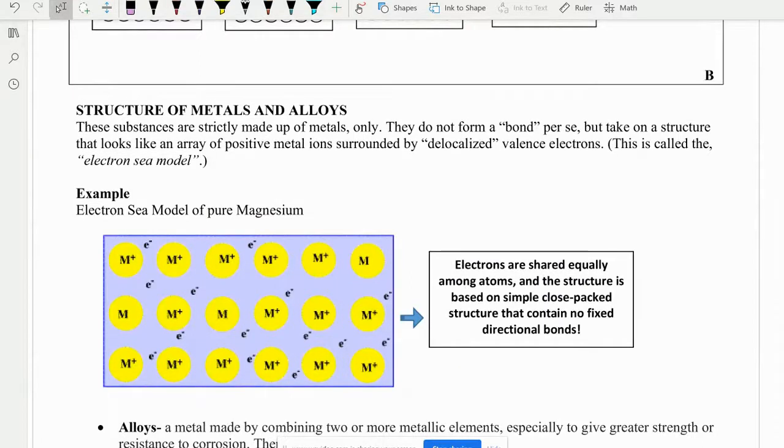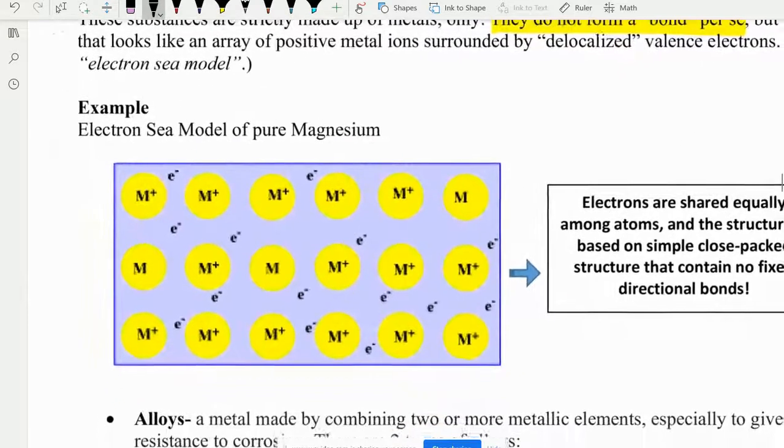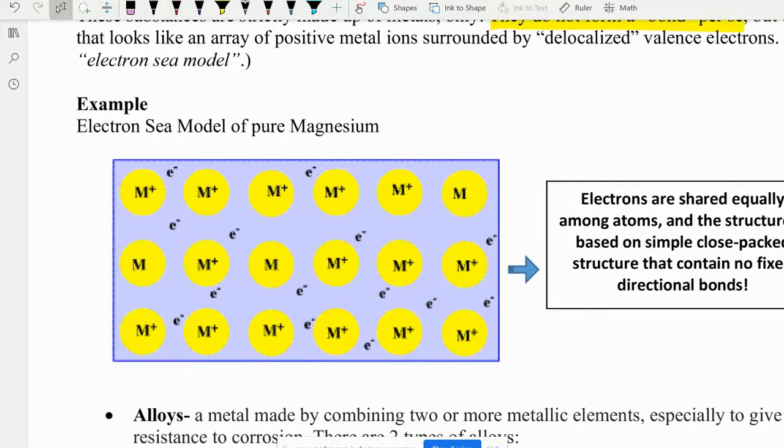Moving on, earlier in the unit, we talked about substances that form metallic bonds. Truth be told, these substances are strictly made of metals, but they don't form a bond per se. That was a little bit misleading. So instead, let's take a look at what's actually happening here. Take a look at the example of the electron sea model. There is a typo here. The electron sea model is supposed to say of a pure metal, not magnesium. I apologize.